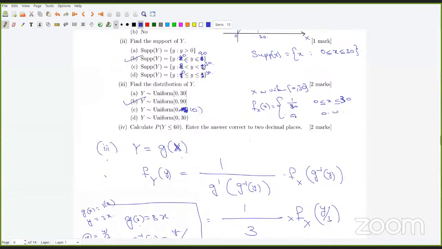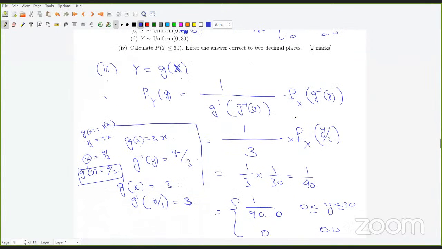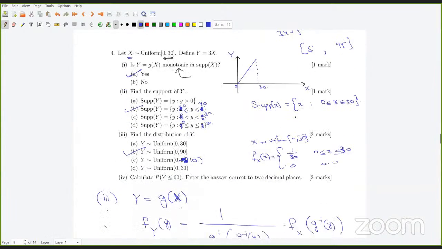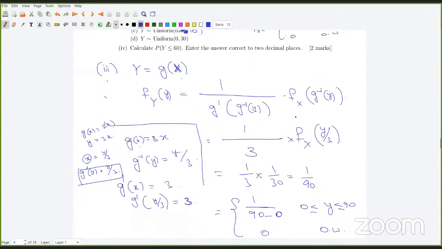So yeah, third part is also done. The final part is calculate P of y less than or equals to 60. Can you just repeat that when g inverse of y is y by 3, then why is the differentiation 1 by 3? Can you repeat that, please?